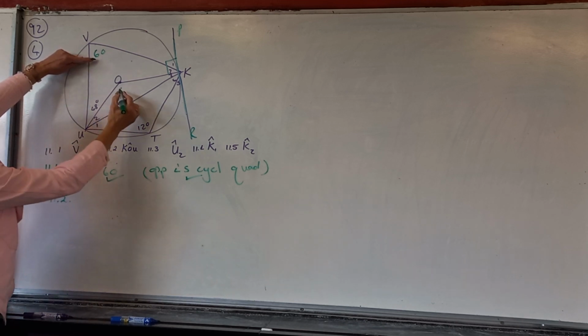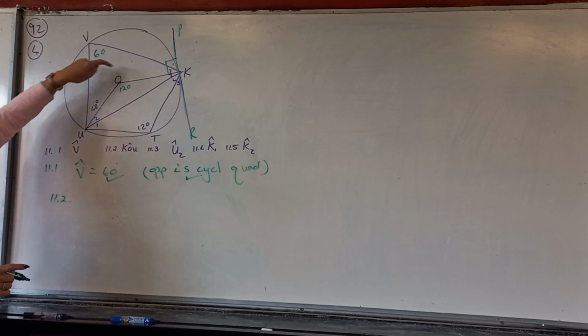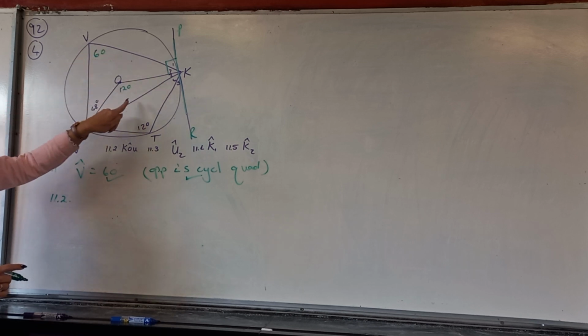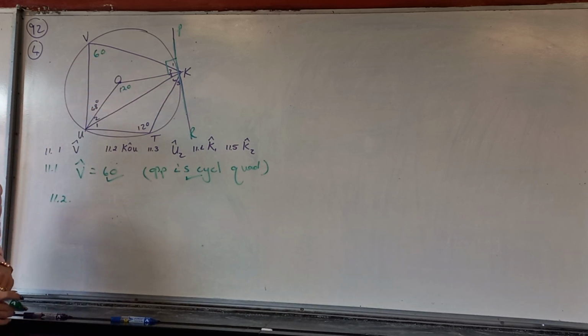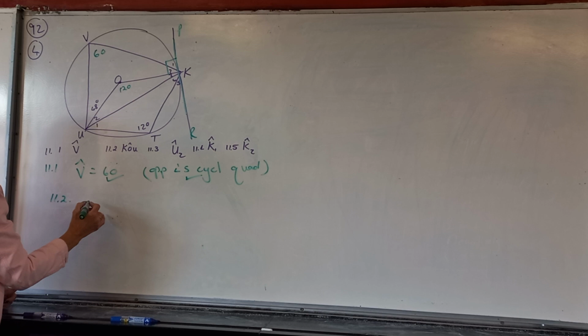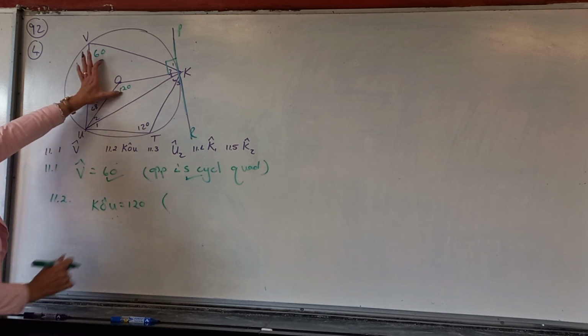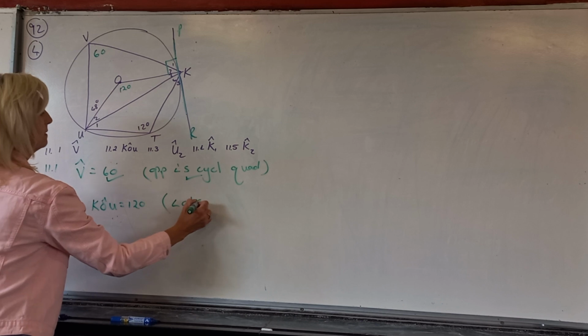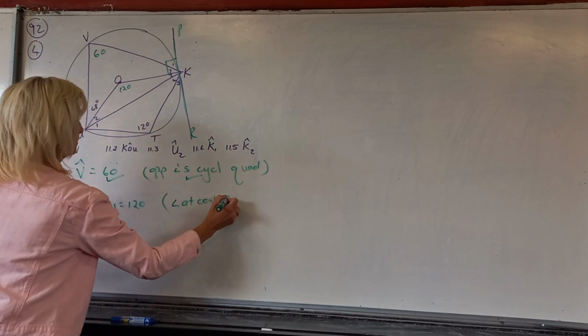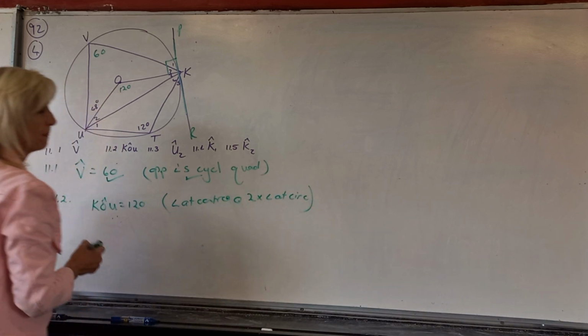So once I've got that 60, I can have this one, which is 120. Would you have gotten 120 using, if this is 120, that is 240, and then for a revolution, it would still be 120. Perfect. You have an extra step, but it's perfect. No problem. So if I go according to what they gave me, then KOU would be equal to 120 because of angle at center of the circle twice angle at circumference. Right?